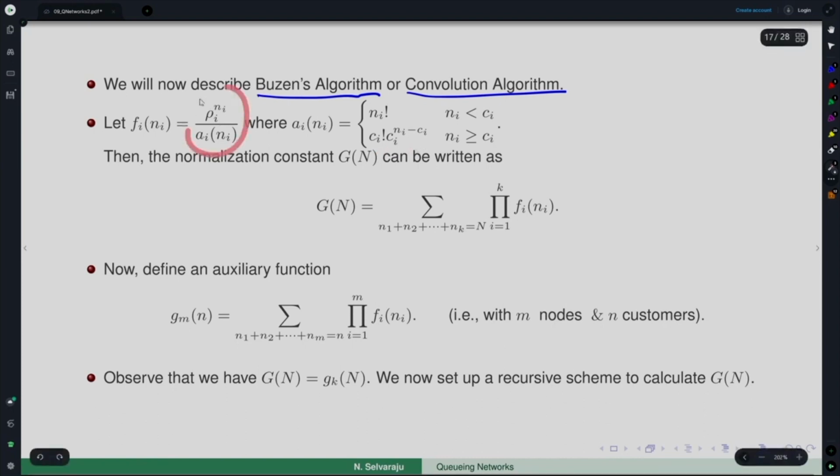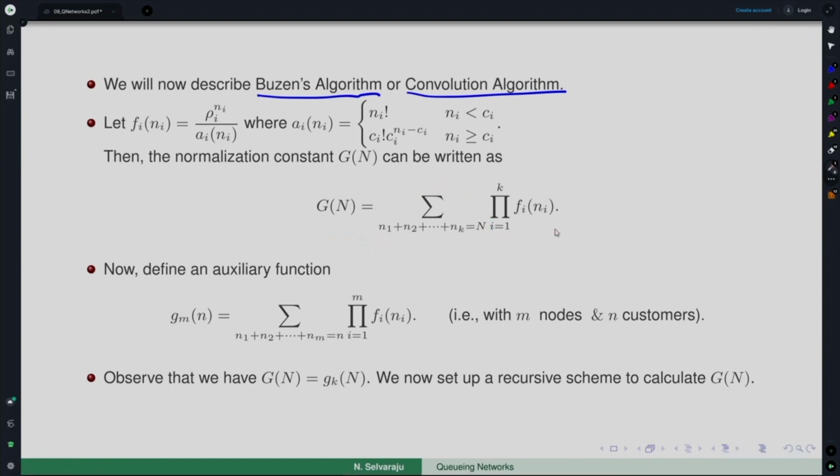Now, once we write this, the normalization constant can be written as a summation of f1 of n1 into f2 of n2 and so on, which is what this product is. So, that is the normalization condition.